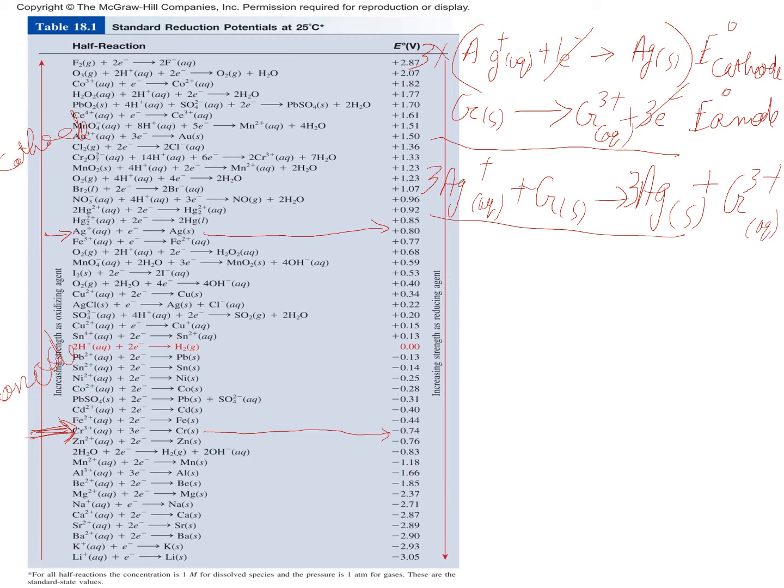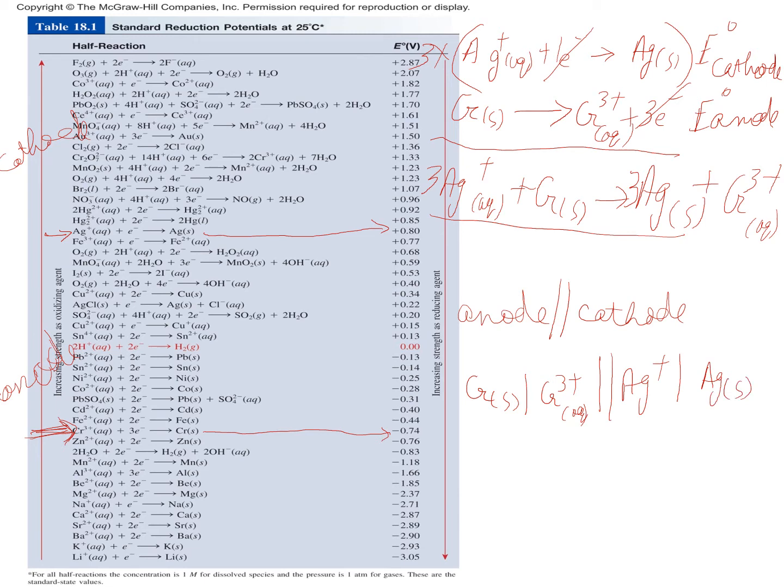Now the question was also to write the notation for the galvanic cell. What is the notation? Remember, you always put the anode on the left, then a bar, then the salt bridge, and then the cathode. So let's write down what's happening at the anode. At the anode, Cr solid is converting to Cr3+, which is aqueous, separated by the salt bridge. And then the reaction at the cathode. What's happening at the cathode? Silver ion, Ag+, is getting converted into Ag solid.